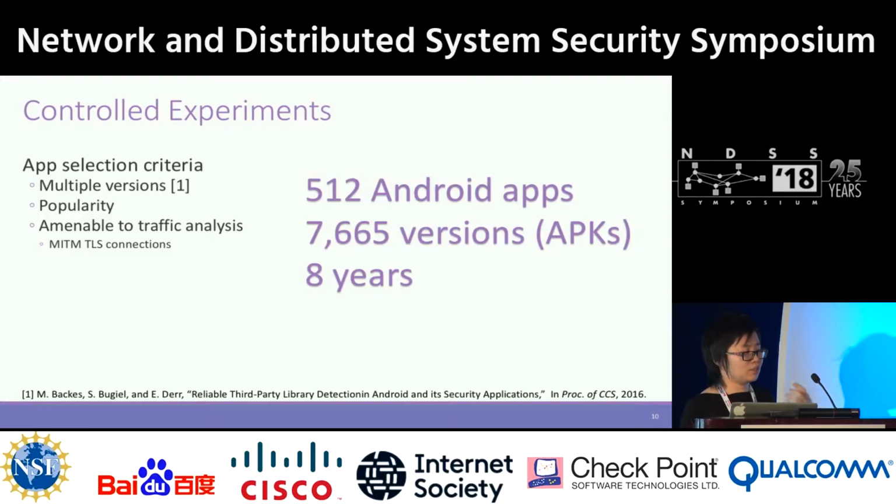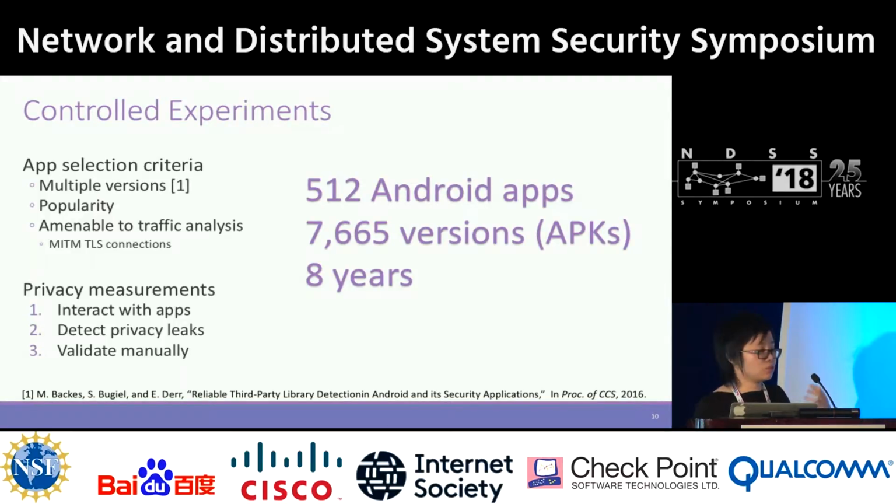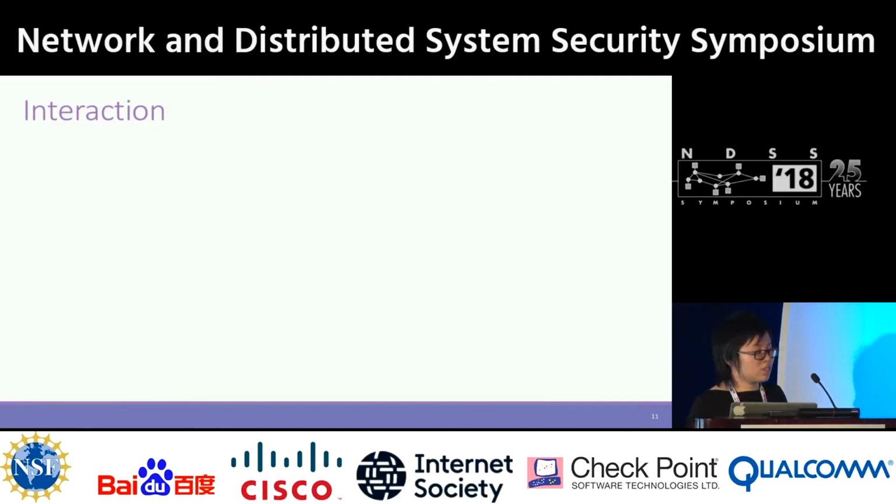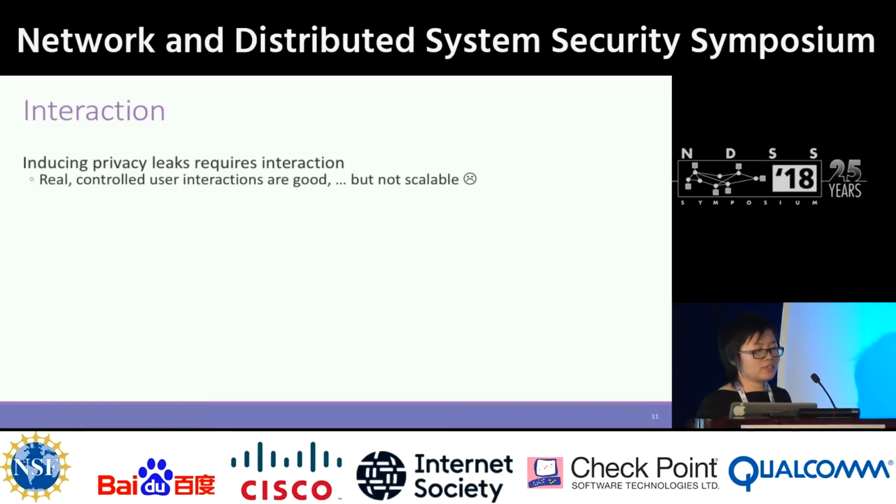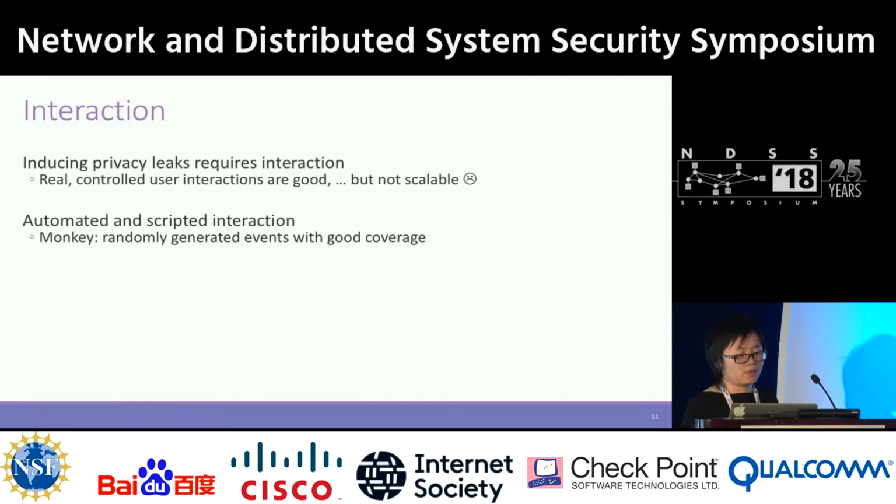Now we have collected a set of apps we are looking at. The next question is how do we measure them? So for each version, we interacted with that app, and we detected the leaks from the app using a previous system called Recon, and we manually validated the result. As for interaction, it is ideal if we are able to do real controlled user interaction. However, we are talking about 7,000 apps, which is not very scalable. So what we did instead is to combine automated and scripted interaction. For automation, we use Monkey to generate random user events to interact with each version.